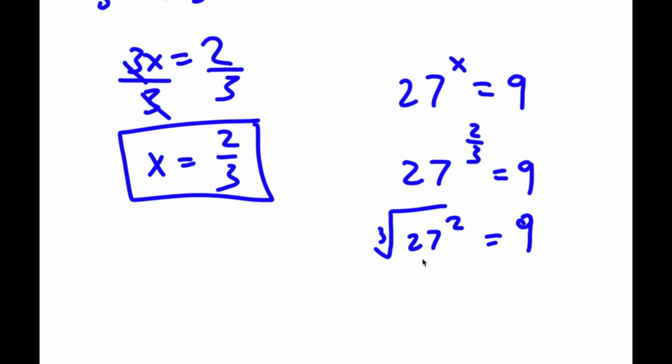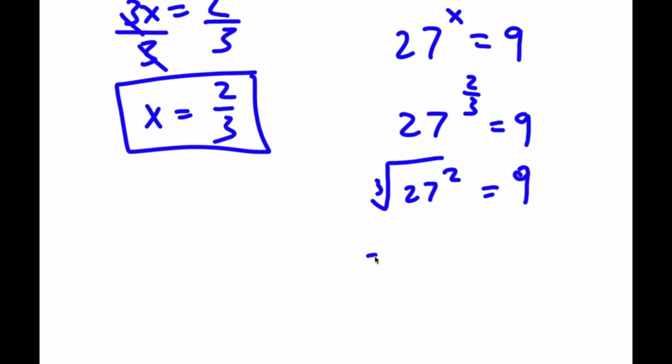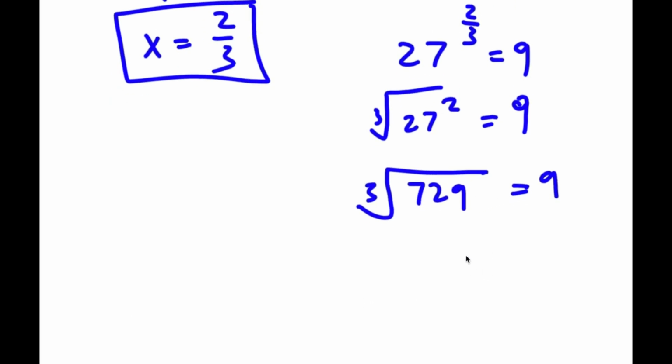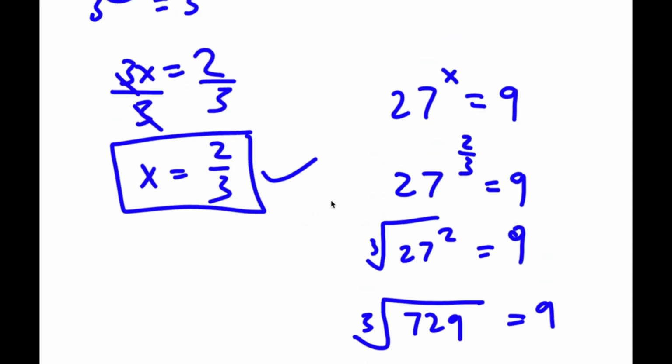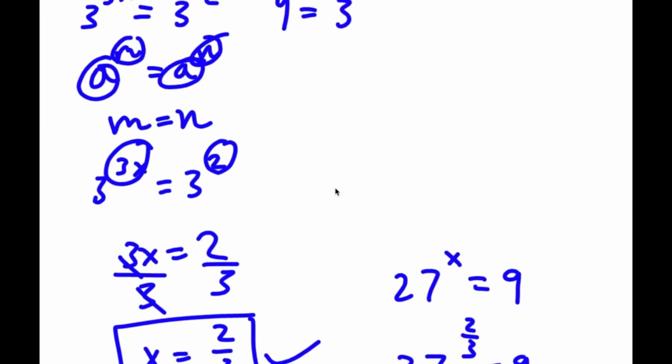Now 27 squared is equal to 729. So now I have the cube root of 729 is equal to 9. And the cube root of 729 is equal to 9. So I have 9 is equal to 9 because this is right. We know that our solution x equals 2 over 3 is right.